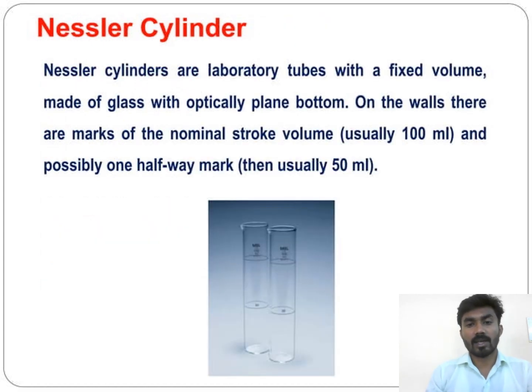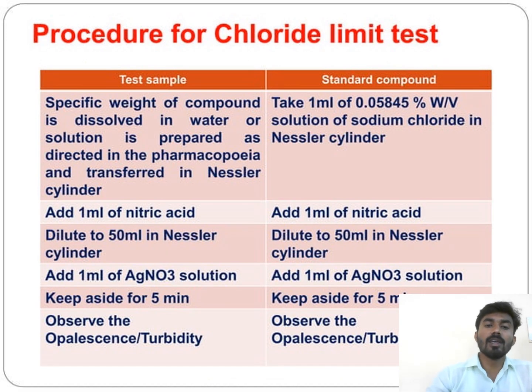Nessler cylinders we get in different volumes. We get a 50 ml Nessler cylinder and a 100 ml Nessler cylinder. It is made up of borosilicate glass, and it has two markings: either 50 ml or 100 ml, or a 25 ml marking and a 50 ml marking.